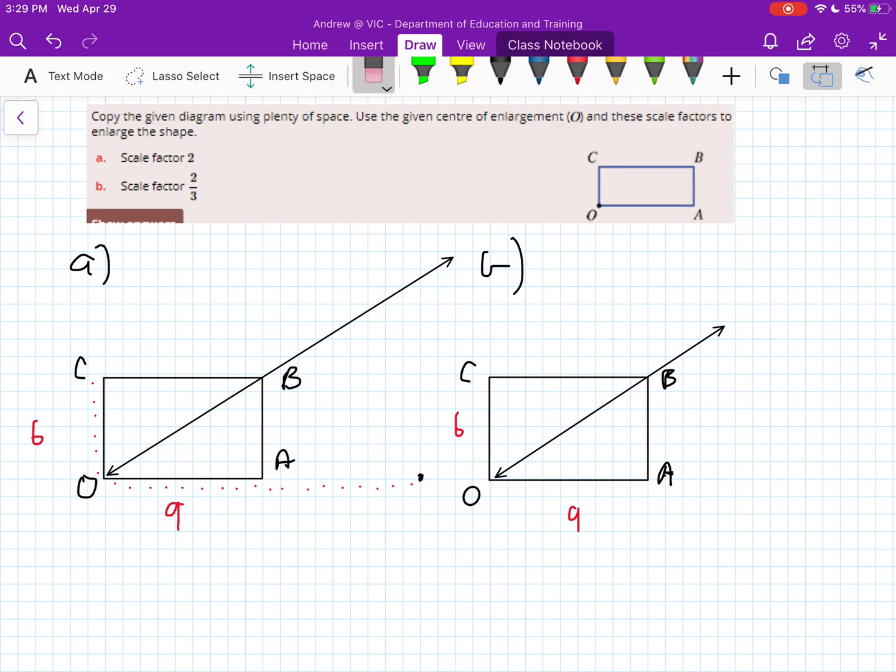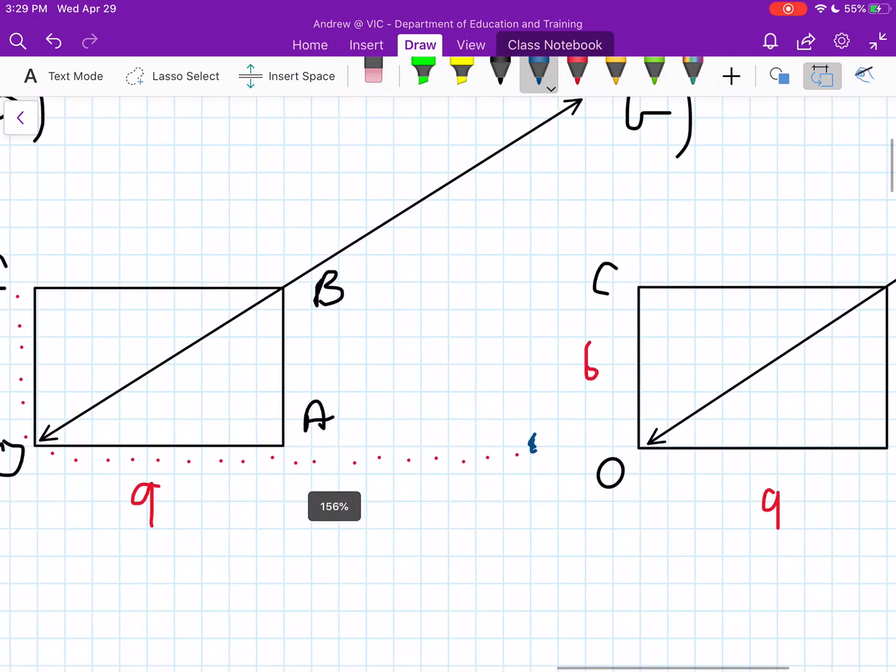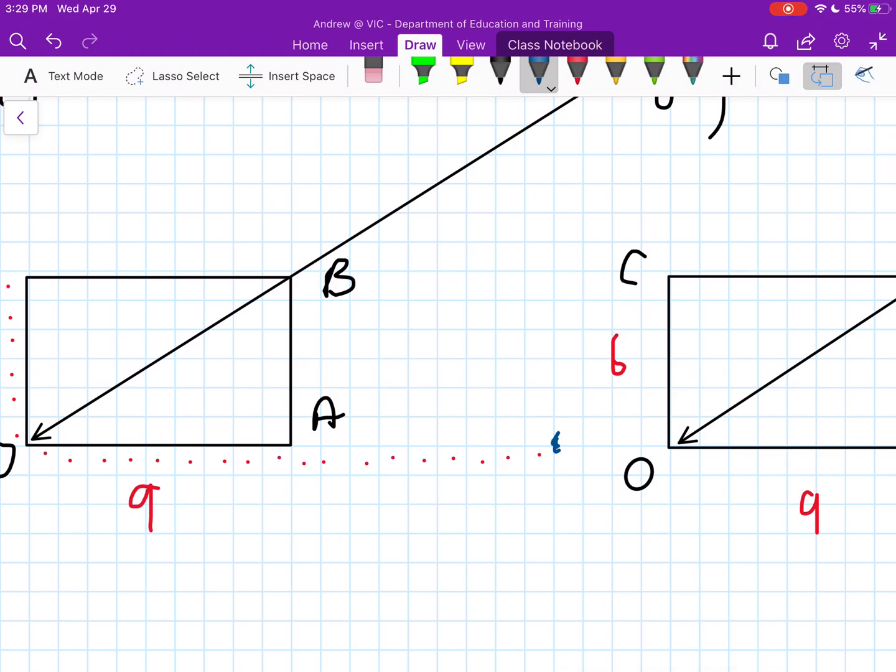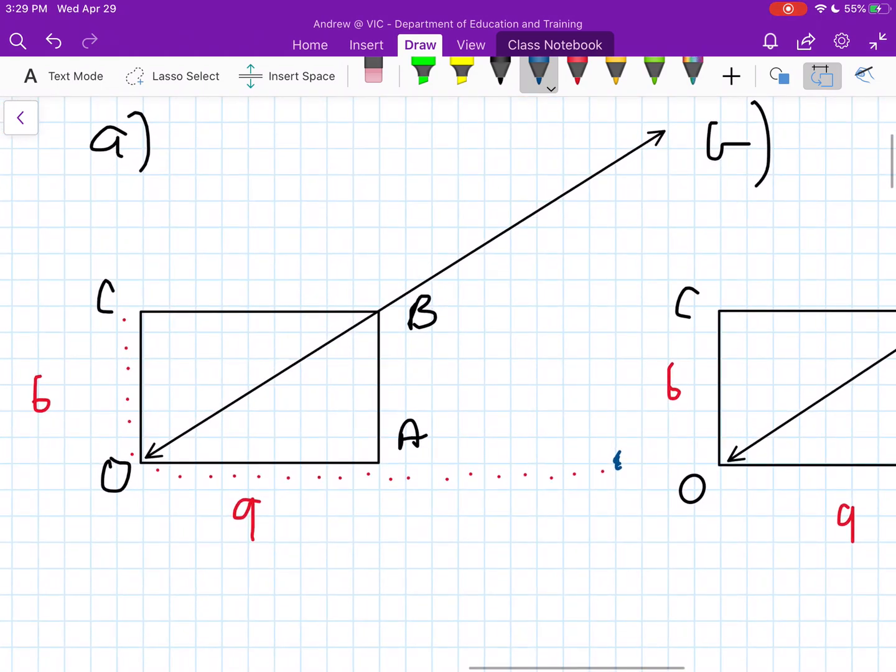Sorry, I'll use a different colour. I won't use black again. That'll be very silly. I'll use blue. And next, I might just zoom in a little bit, just make it easier for my drawing. So next we need to double our height as well, since we've got a scale factor of 2. So this is 6, so this is going to go up to 7, 8, 9, 10, 11, 12.